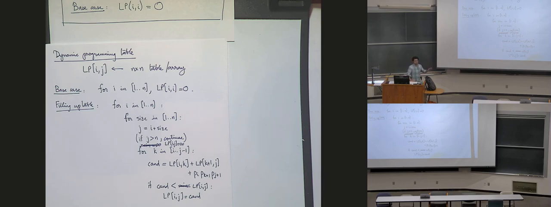Now the table doesn't tell you the actual best way. For that, you have to store what the option is. So you have to store the k that actually does this minimization.